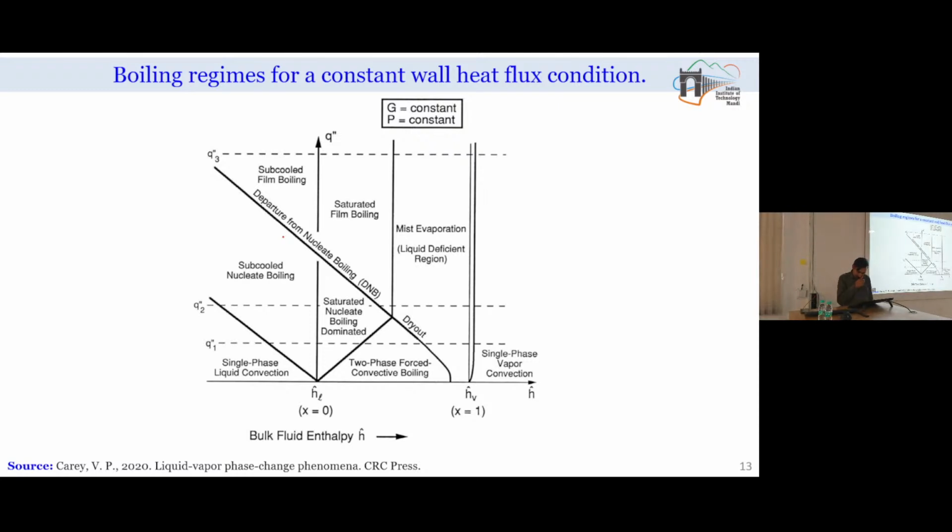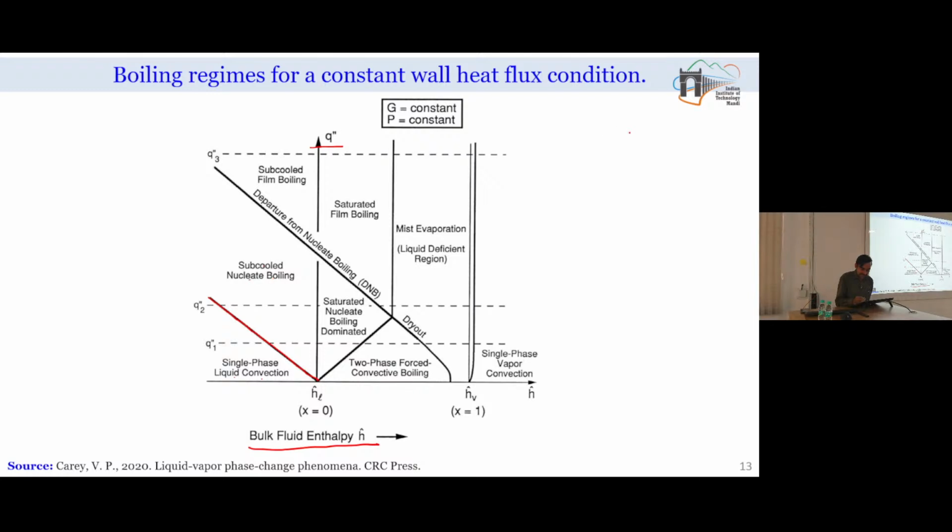So, this is one regime map which is plotted in terms of bulk fluid enthalpy on the abscissa, and along the ordinate there is heat flux, and it has certain phase boundaries. Here you can see this boundary is representing the transition from single phase liquid convection to subcooled nucleate boiling.